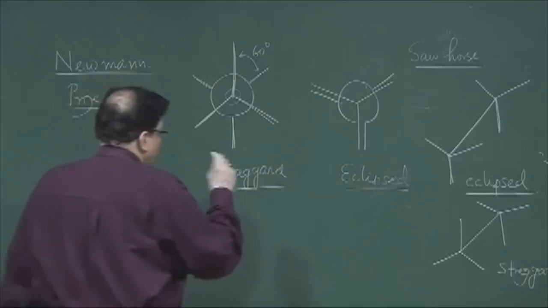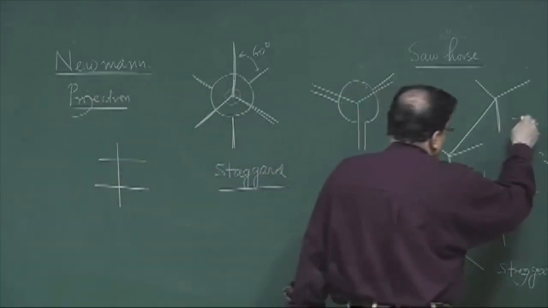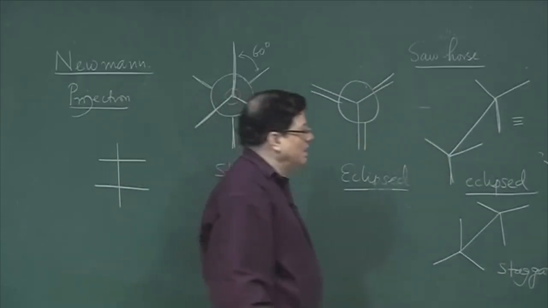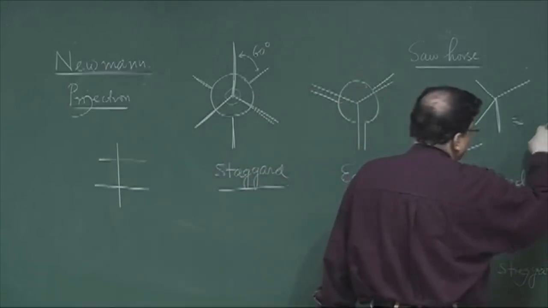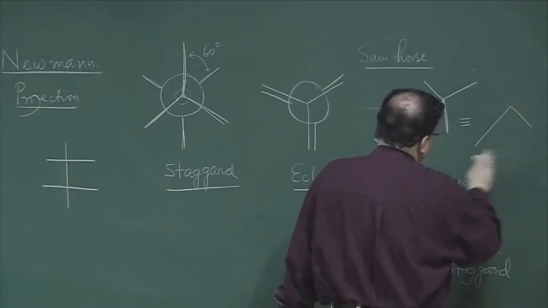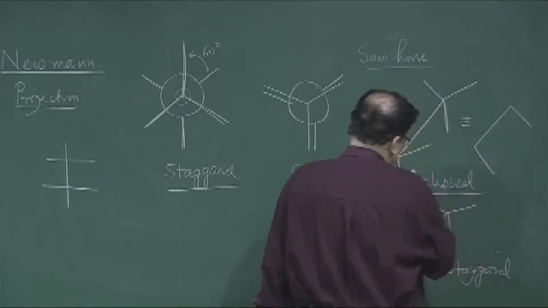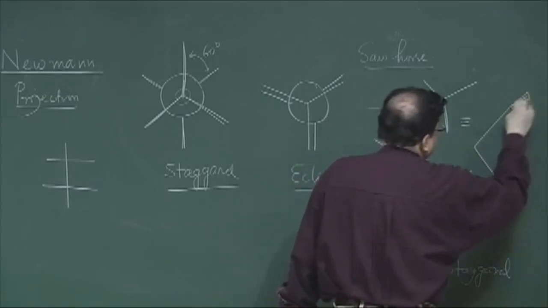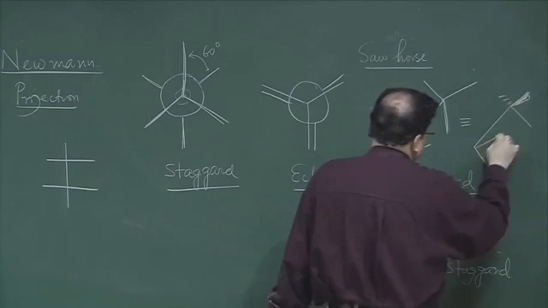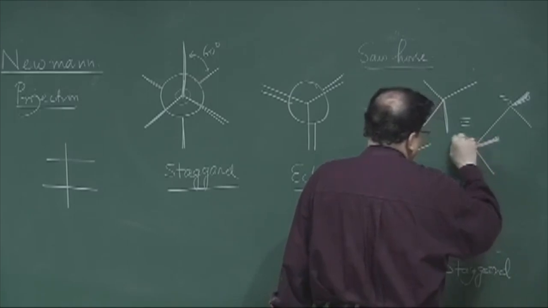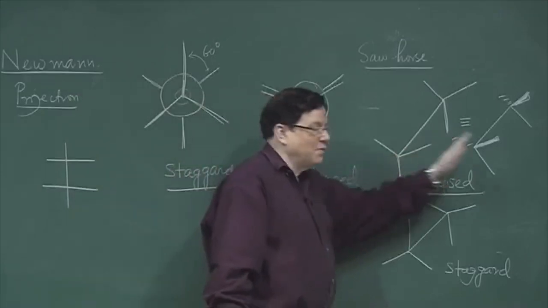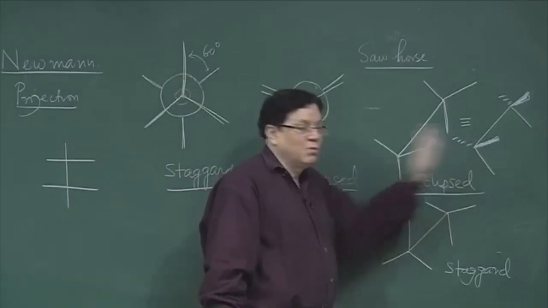Now, one thing I should also write here, what is the wedge formula? If you convert it into the wedge formula, how will it look? Then it will be that this bond is in the plane of the board, and this bond is also in the plane of the board, and this will be beta, and this bond will be alpha, and this bond will be beta, and this bond will be alpha. This is the wedge conversion of this sawhorse projection into the wedge.